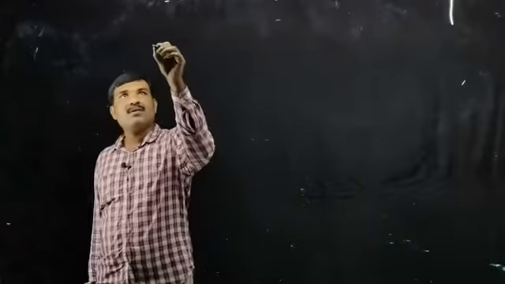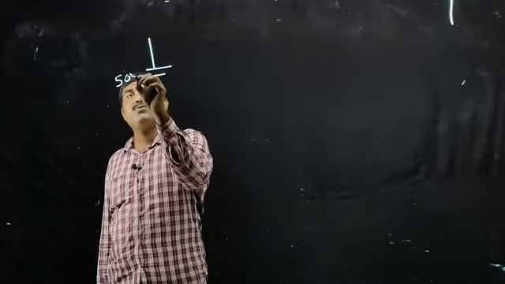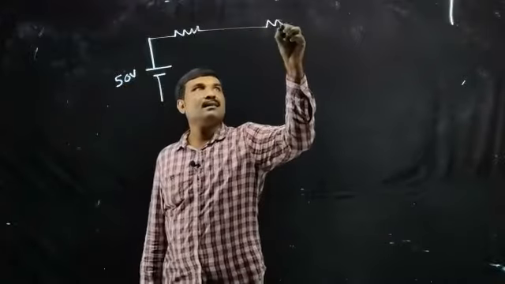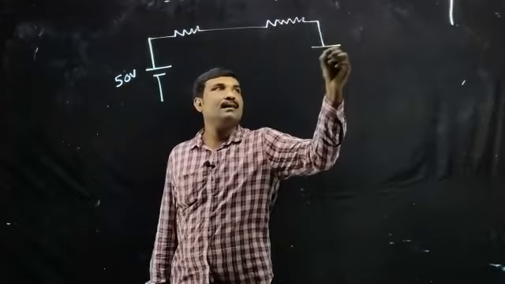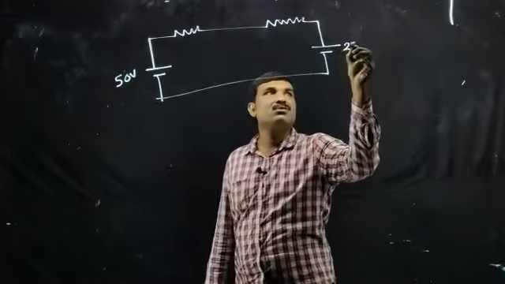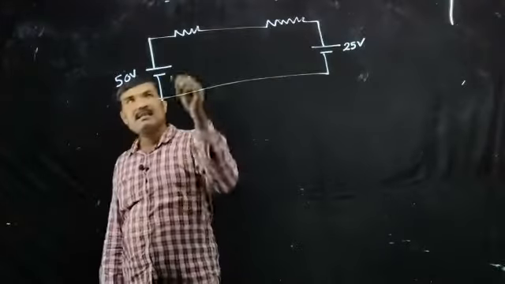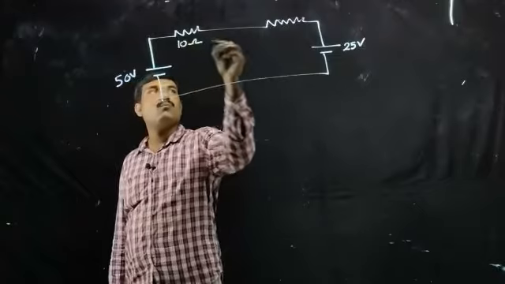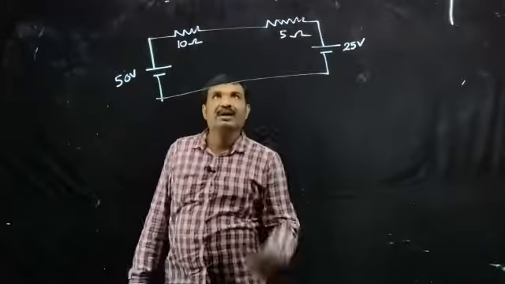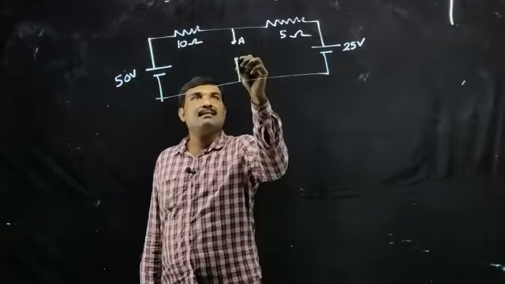Okay. I'm drawing a circuit. Let this be 50 volt, right? We have a resistance here, another resistance here, and a voltage source. Then the value of this voltage source is 25 volt. Right, 50 volt, 25 volt. Then let this be 10 ohm and this be 5 ohm. Right. Now I'm giving a terminal here A and this B.